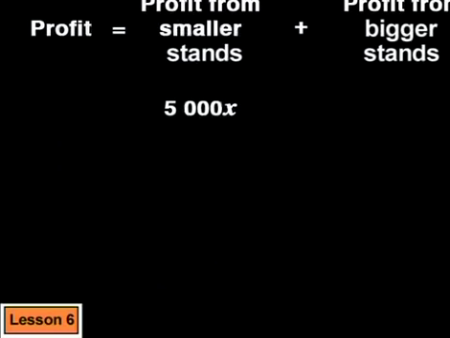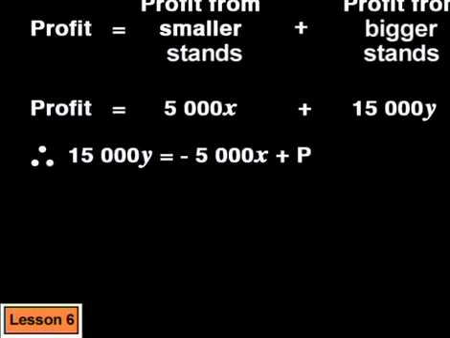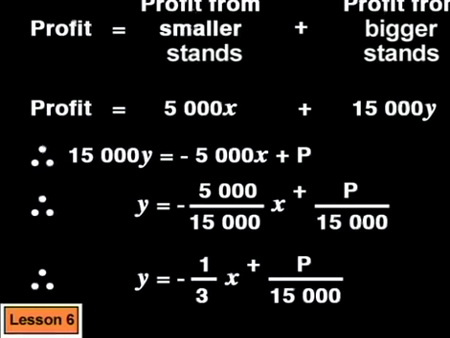If we use Y for the number of bigger stands and the profit on these stands is expected to be 15,000 Rand, that's 15,000Y. To complete the equation, I'll write profit equals 5,000 times X plus 15,000 times Y. To find a straight line for this, it helps to put this into the form Y equals mx plus c. That gives Y equals negative 1/3 times X plus profit divided by 15,000.